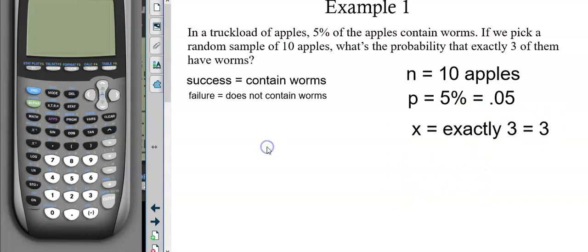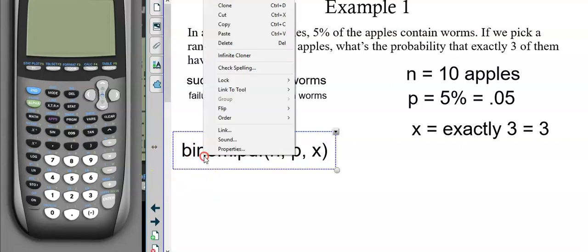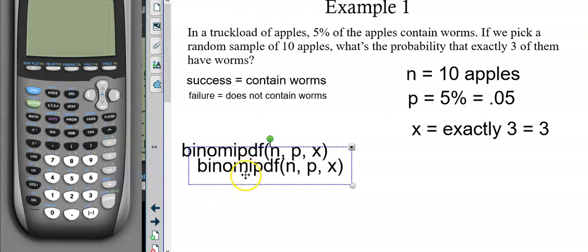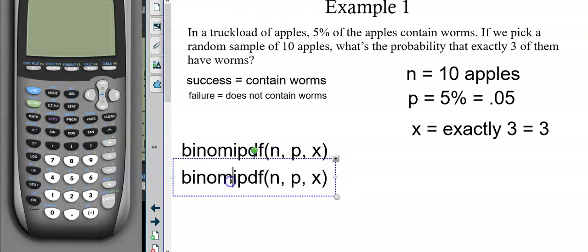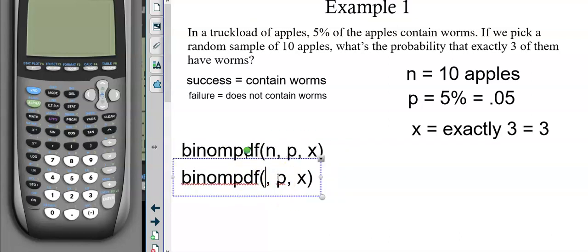All right, so what we're going to do is go into our TI-84. Before we do that, let's go ahead and type this out. We have n, p, and x, comma, x. Oops, sorry, there should not be an I right there. In the calculator, you won't see that I. So we put 10 here, put 0.05 here, and we put 3 here. And it's going to give us the actual number.